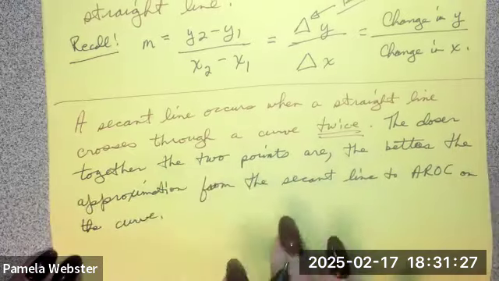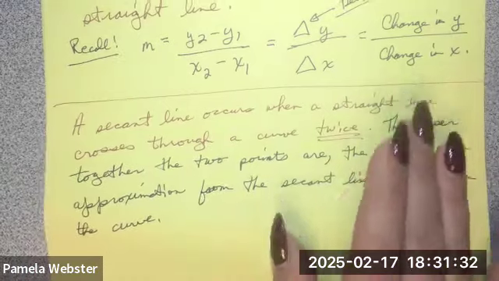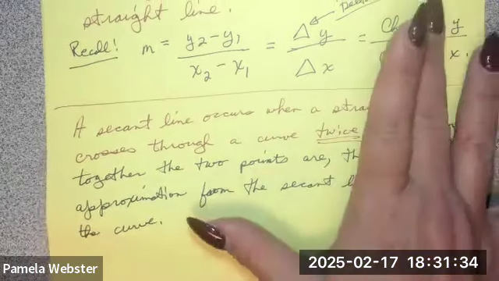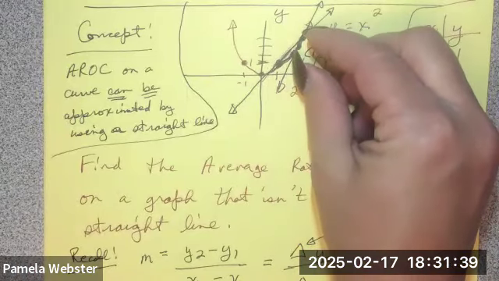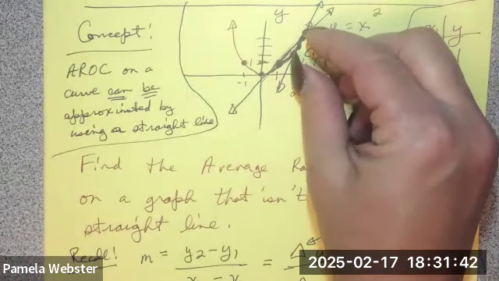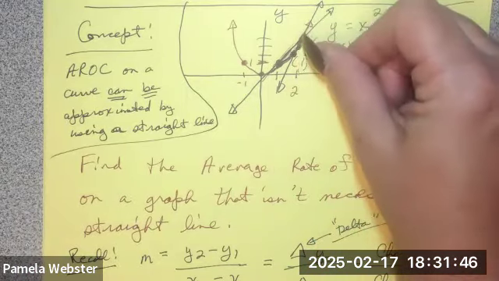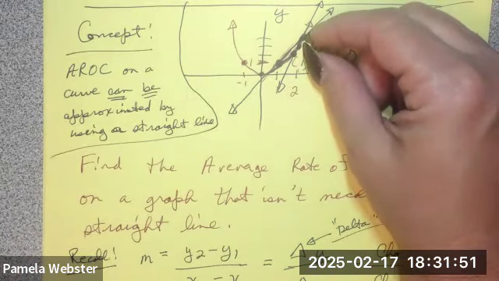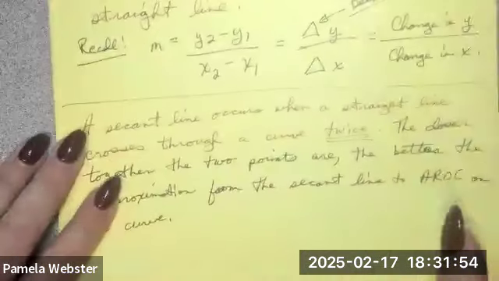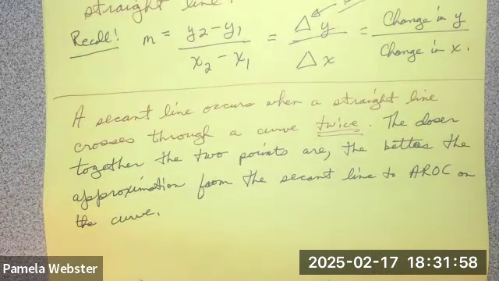Okay. So there's this idea that's out there, this is the concept, that says if you have a secant line, we have an approximation. If we move one of those points closer, we have a better approximation. If we move this other point closer, so we're getting closer and closer to where x equals 2, the closer I get, the better the approximation is for the slope of the secant line to approximate the actual average rate of change that's going on the curve.